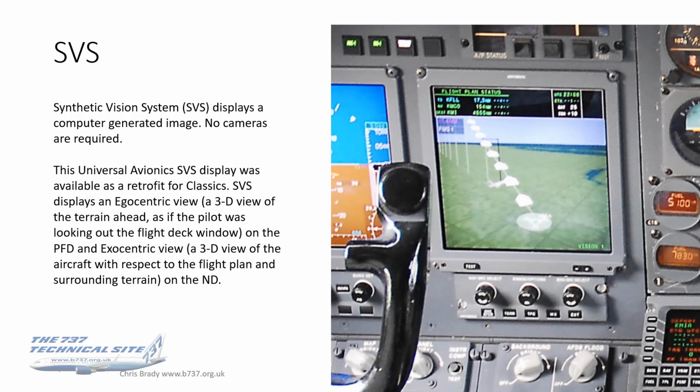It was available as a retrofit for all the classics, the 3, 4, 500 series, and it displays an egocentric view, i.e. a 3D view of the terrain ahead, as if the pilot was looking out the flight deck window on the PFD, and an exocentric view, so a 3D view of the aircraft with respect to the flight plan and surrounding terrain on the ND. So two different displays on there.